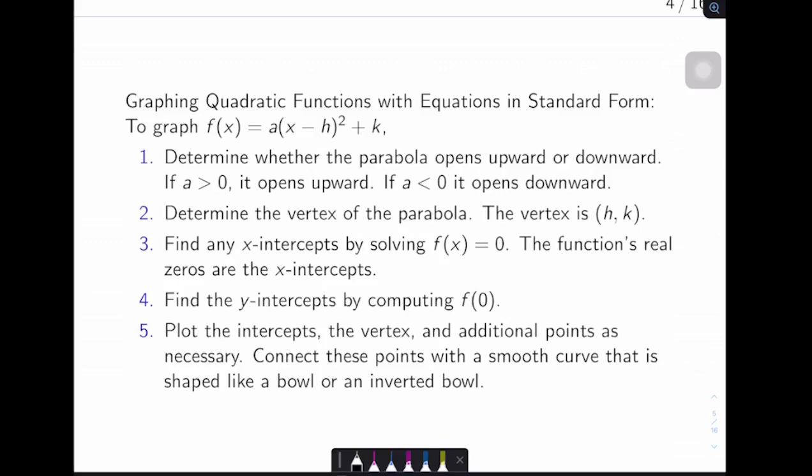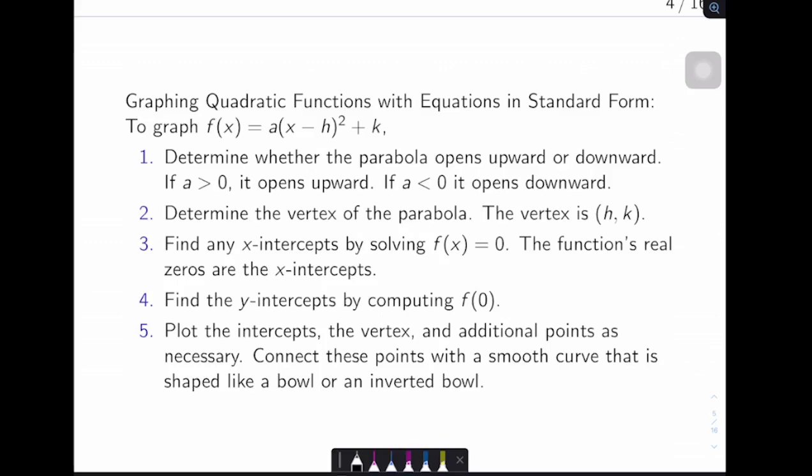Find any x-intercepts by solving f of x equals 0. This one sometimes isn't the easiest one to do because you might not have real values for x-intercepts. You might have imaginary ones, from the previous section. Find the y-intercept by computing f of 0. So we replace our x's with a 0. This one we for sure can do, and I will do every time.